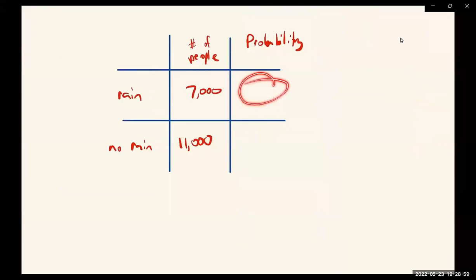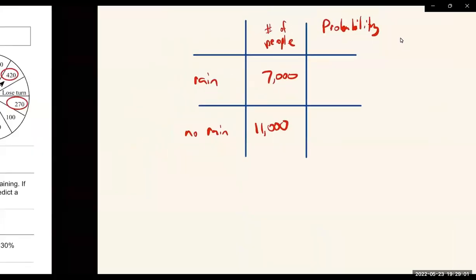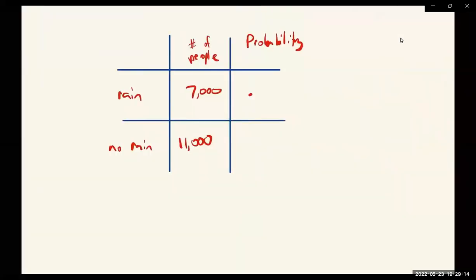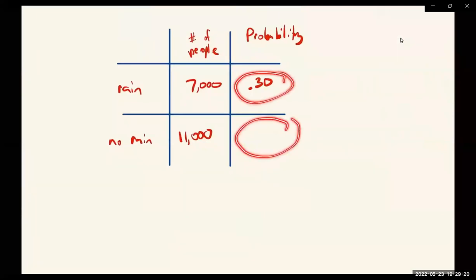All right, now we have to figure out the probabilities of each of those happening. The probability, according to the meteorologist, that it will rain is 30%, right? So that means 0.30 that it will rain. Does anybody know what the probability is that it won't rain? 0.70. Yeah, very good. Because these two have to add up to 100%, right? Perfect. All right, so there it is.